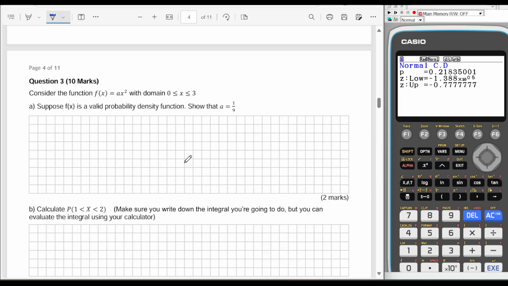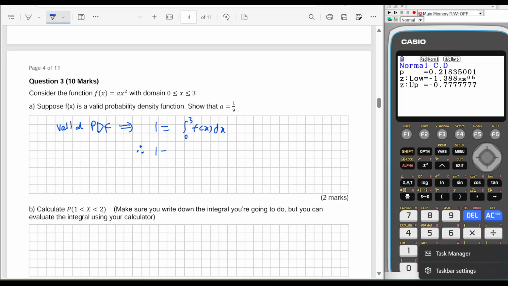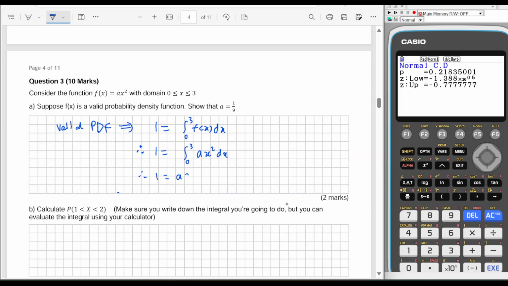Okay, suppose f of x is a valid PDF, show that a is 1 over 9. So valid PDF tells us that 1 equals the integral from 0 to 3 of f of x. So 1 equals the integral from 0 to 3 of ax squared. So 1 is a, the integral from 0 to 3 of x squared.